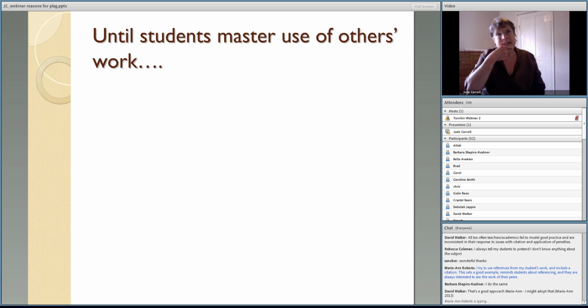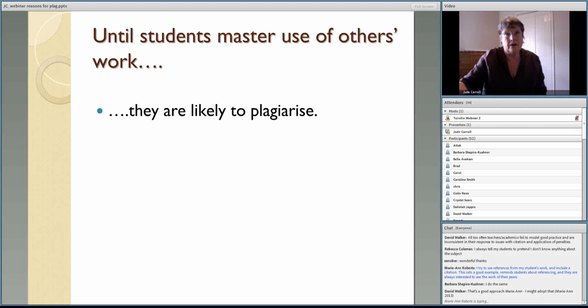So until students master use of other people's work, they are likely to plagiarize. Can you put up the questionnaire now, Jill, on how much misunderstanding and plagiarism happens?